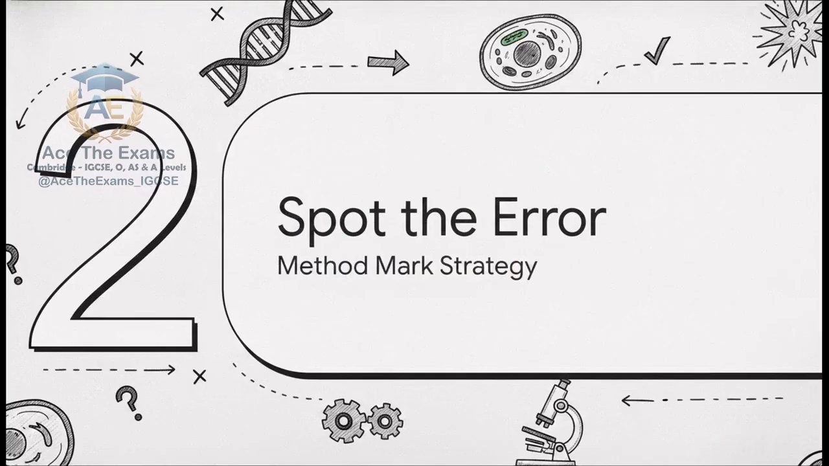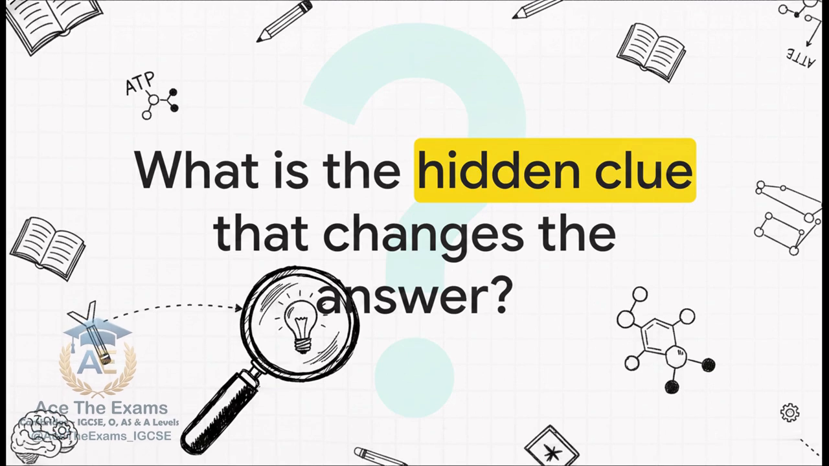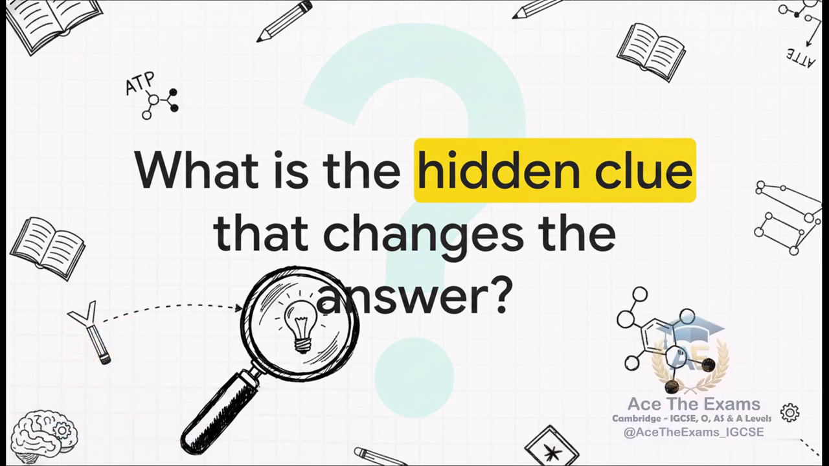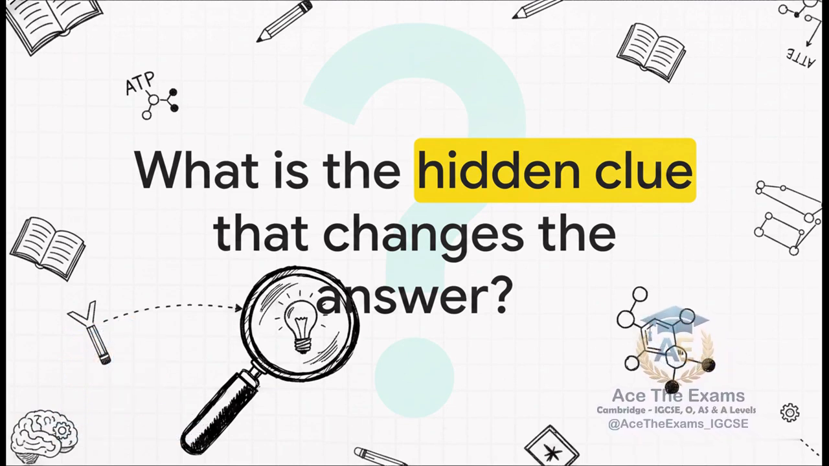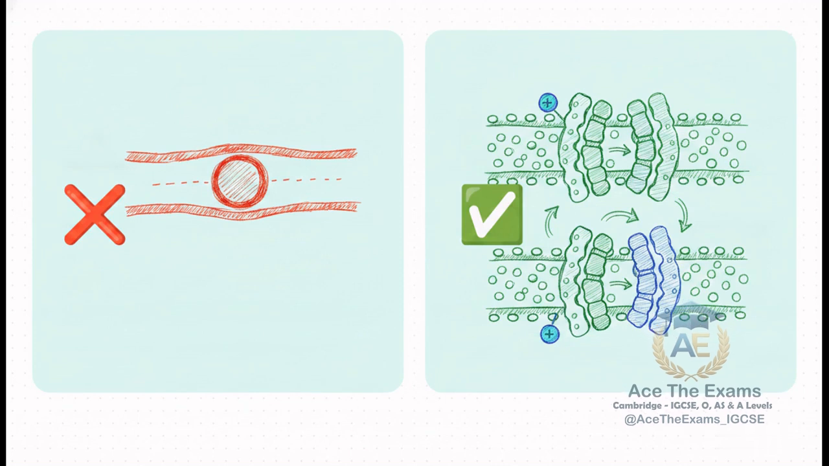Moving right along to Section 2, Spot the Error and the Method Mark Strategy. Now that we've got the theoretical foundation and the framework, let's see how you'd apply this to actual Cambridge-style problems. What is the hidden examiner clue that completely changes an answer? In just a moment, I'll reveal this exact clue, one that flips how you should calculate an ATP yield problem. But first, you need to see the framework in action so that when I do drop that clue, it's going to make total sense. Let's play a quick game of Spot the Error.